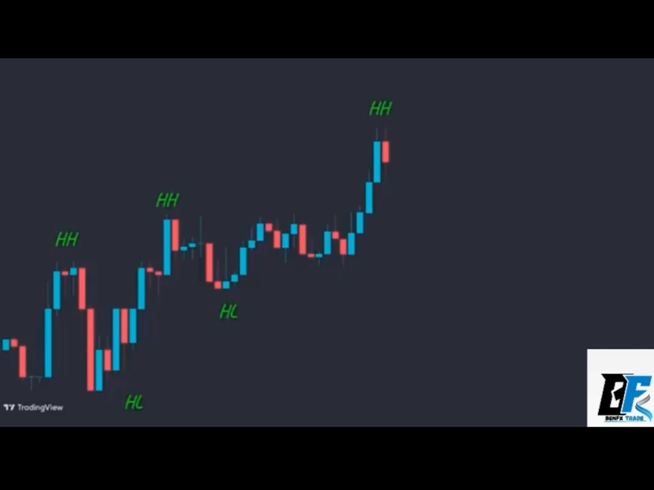The optimal area to seek a buying opportunity is within this consolidation zone because it offers a favorable risk-to-reward ratio, and placing a stop-loss below this zone can provide a secure placement. If the market manages to pull back to this area, we can zoom into the lower time frame to identify entry signals for long positions.